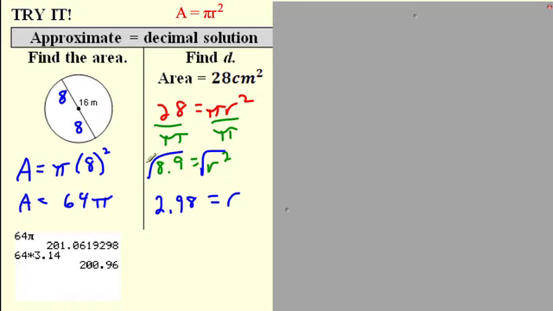I know it could be plus or minus, but you can't have a negative radius. When you introduce square root, it's plus or minus, but it can't be a minus because you can't have a negative radius. So that's the radius. What's the diameter? Well, diameter is 2 times the radius, so double it.